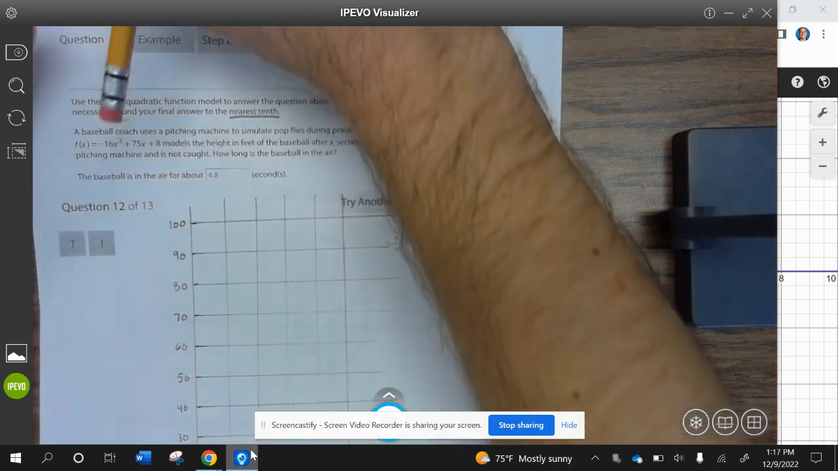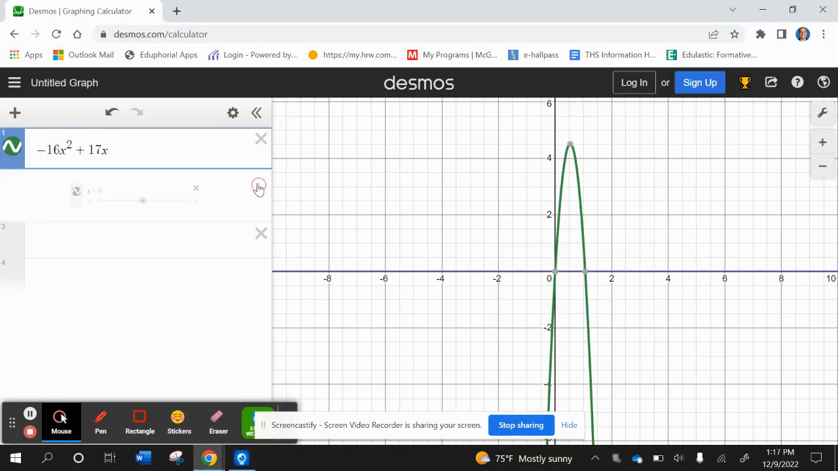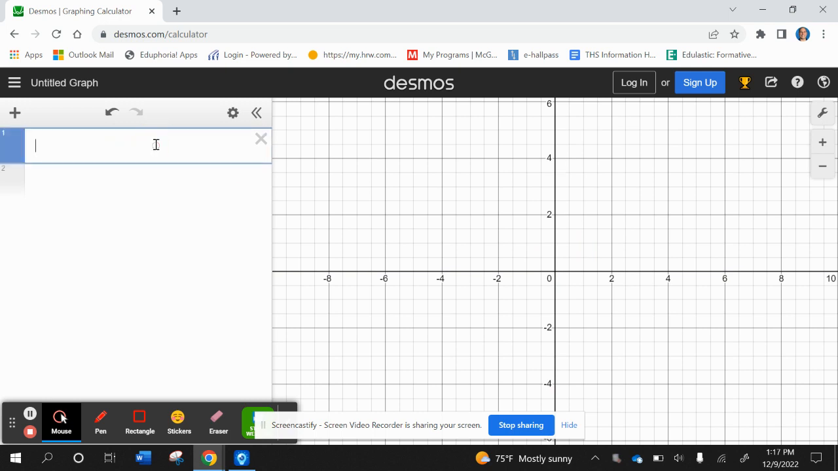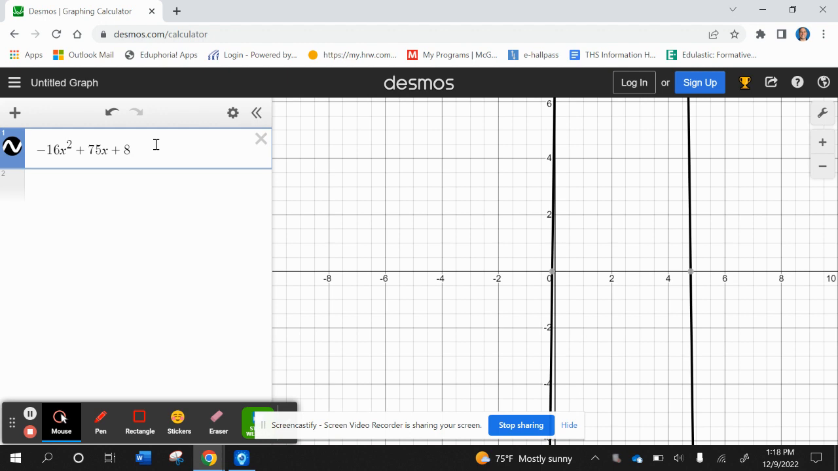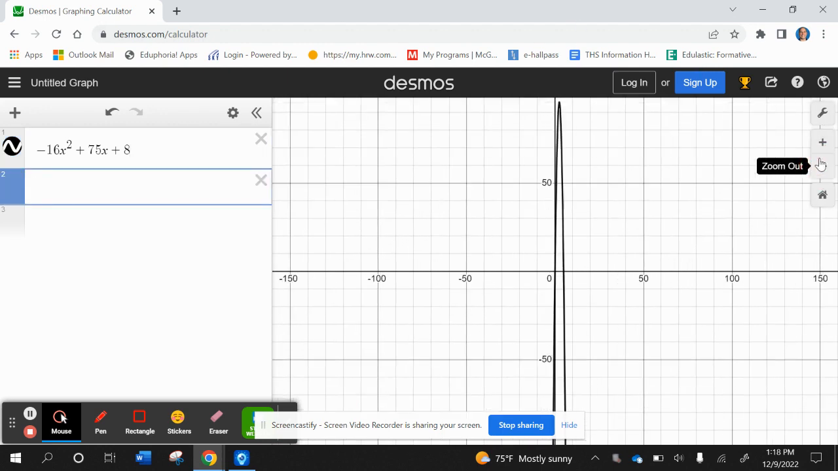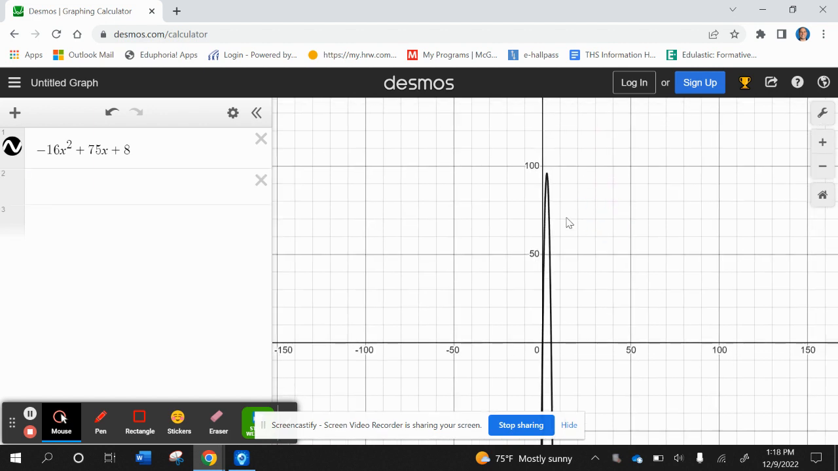Okay, so let's go ahead and graph that. So I'm going to exit out, and then negative 16x squared plus 75x plus 8. All right, so we're going to zoom out. All right, so the ball starts at 8 feet, goes up to 2.3, 95.9, and back down at 4.8.